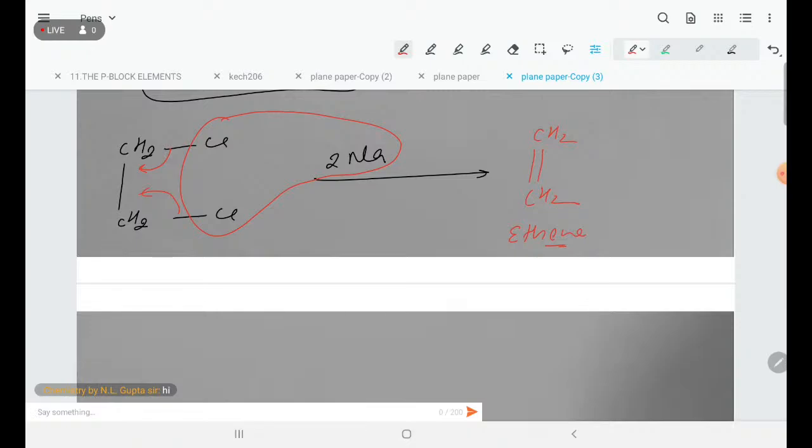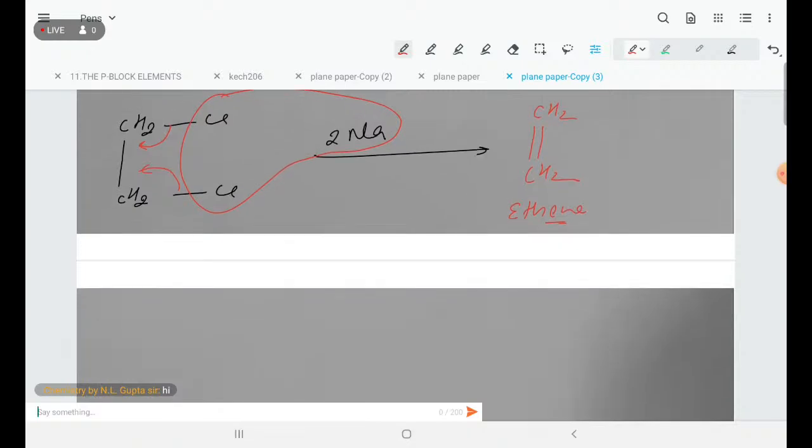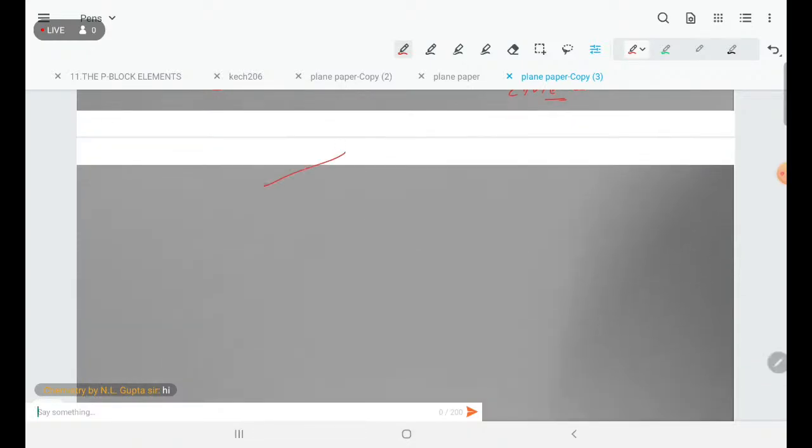So it is not like that by the Wurtz reaction you are only going to prepare the alkane. You can prepare the alkene also. That is the important point. Now the next reaction. Wurtz reactions are of two types. If you classify the Wurtz reaction, first one is intermolecular, another is intramolecular.